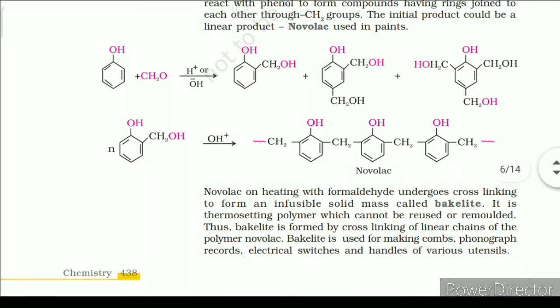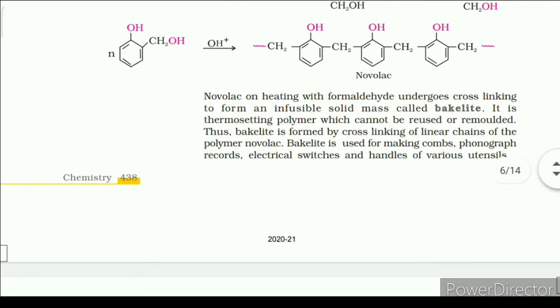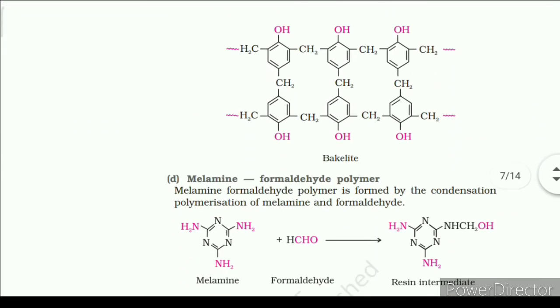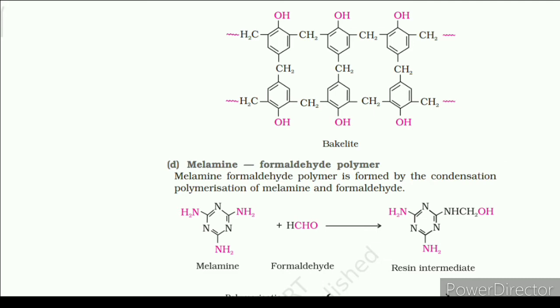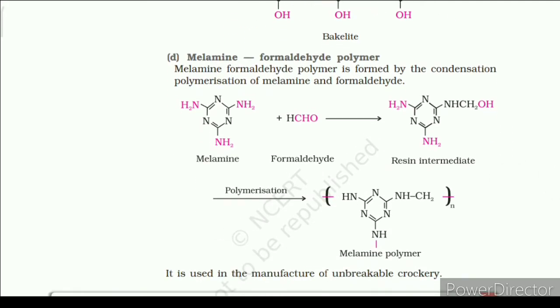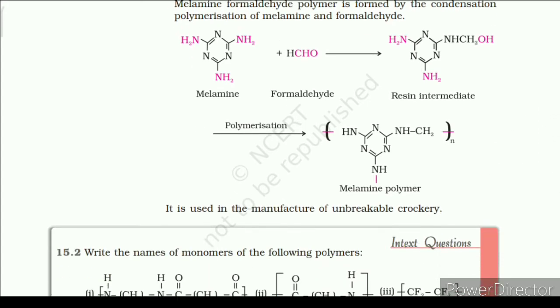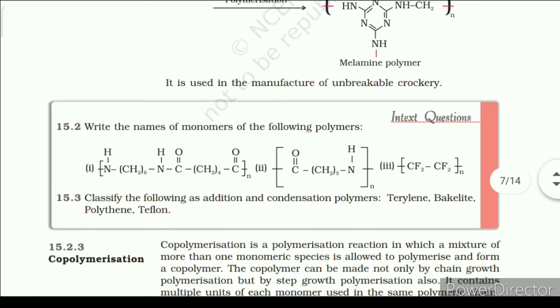Okay, moving on further. Novolac on heating with formaldehyde undergoes cross-linking to form an infusible solid mass called bakelite. It is a thermosetting polymer which cannot be reheated or remolded. Thus, bakelite is formed by cross-linking of linear chains of polymer Novolac. Bakelite is used for making combs, phonograph records, electrical switches and handles of various utensils. D. Melamine formaldehyde polymer. Melamine formaldehyde polymer is formed by condensation polymerization of melamine and formaldehyde. It is used in manufacture of unbreakable crockery. I am skipping 15.2 and 15.3 for you to solve it later, or you can pause the video and solve it right now.